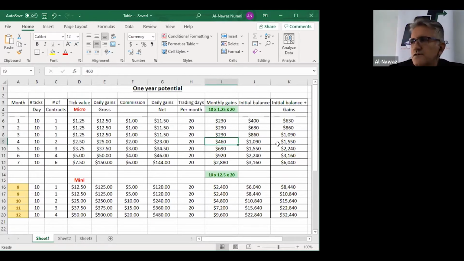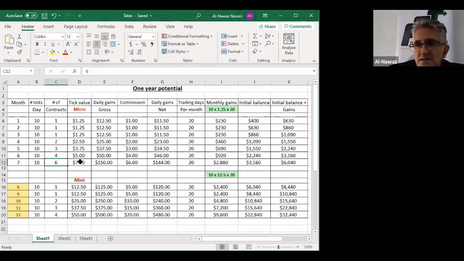And it amounts to about $460 per month. Now, as of the 3rd month, you have $1,500 in your account. And then you can see on the 5th month, you can trade 3 contracts. On the 6th month, you can trade 4 contracts. And then on the 7th month, you can trade with 6 micro contracts.